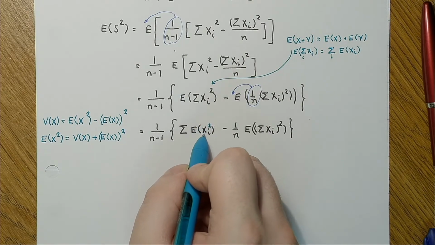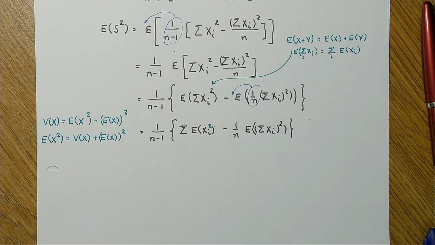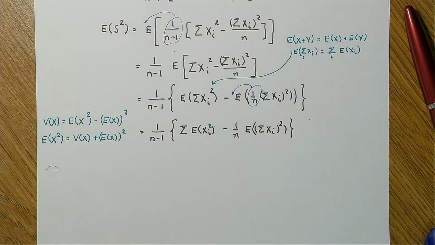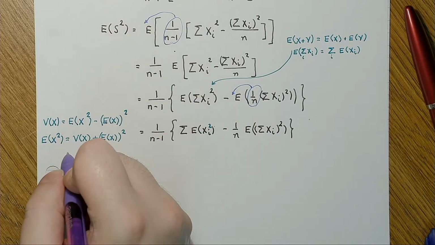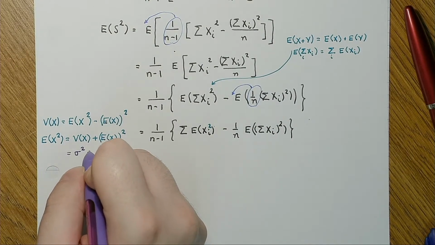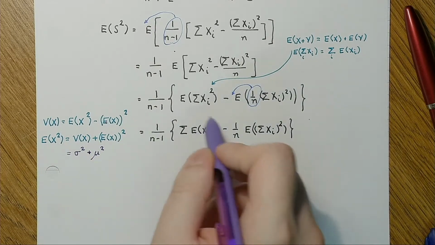I have the expected value of X squared, and I know what V of X is because what we had stated, V of X was sigma squared, and the expected value was mu. So that was sigma squared plus mu squared. So that's what I'm going to put in here.